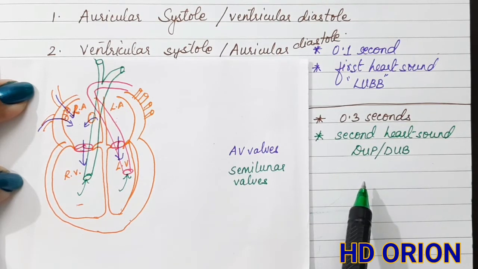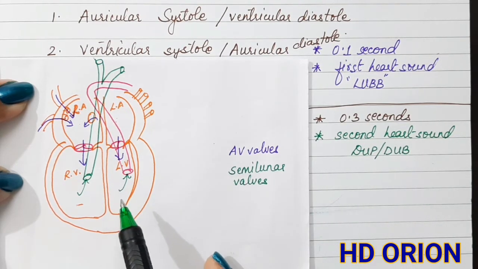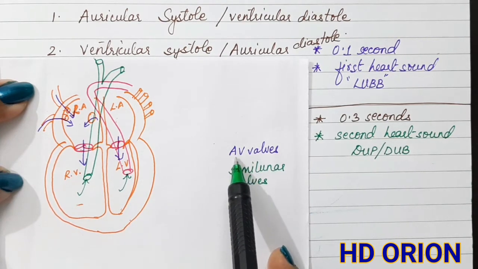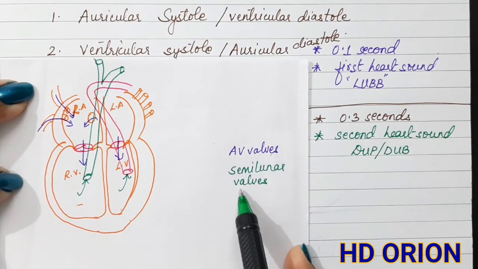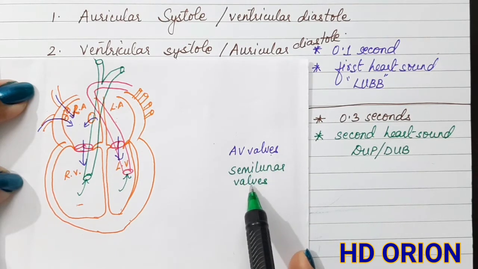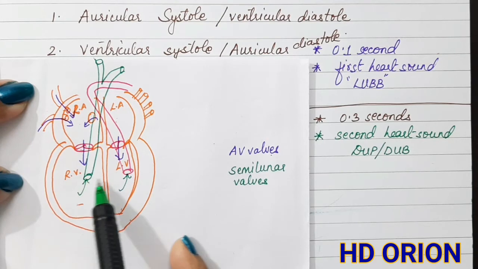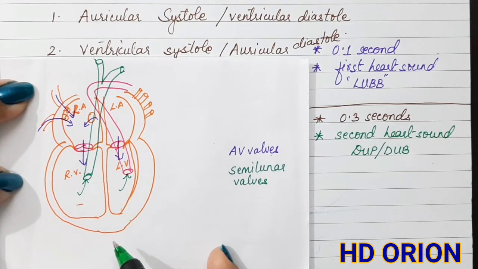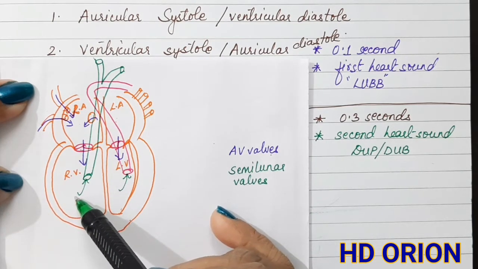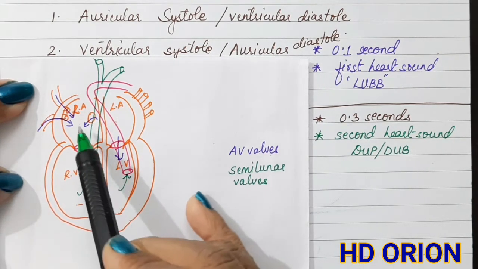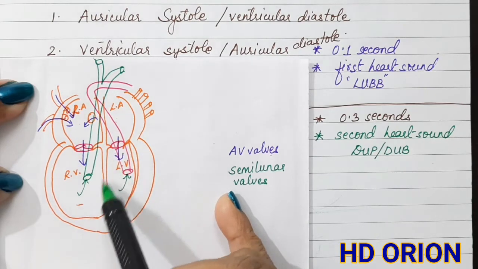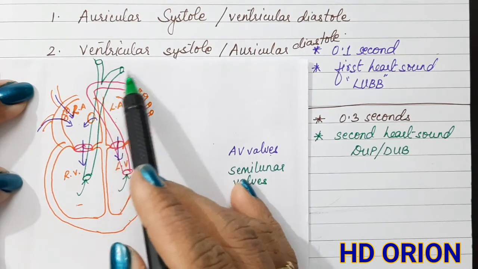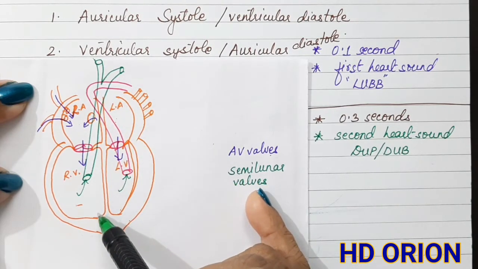And how are these sounds made? The two sounds lub and dub are made by the closure of the valves. The first sound by the closure of the AV valves and the second sound by the closure of the semilunar valves. The semilunar valves are present in the opening of the two arteries in the ventricles. Now at this particular time, when the ventricles are contracting, the auricles are already relaxed. Now the ventricles have pushed the blood into the arteries and they will take the blood to the respective destinations.